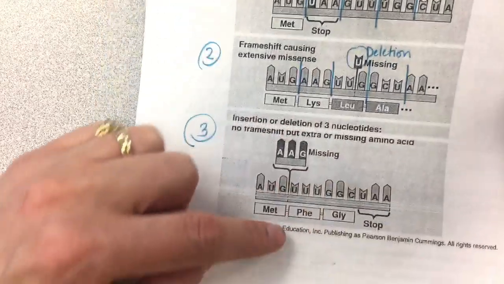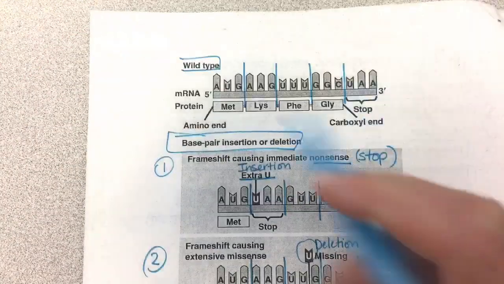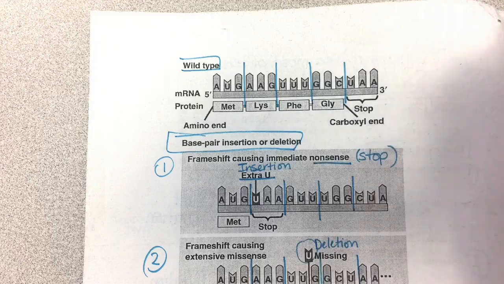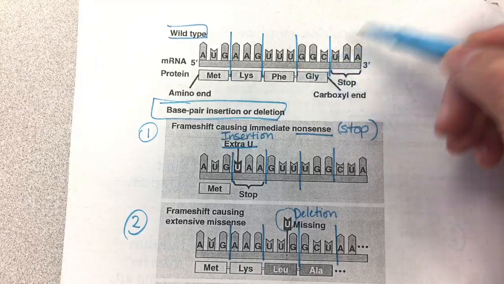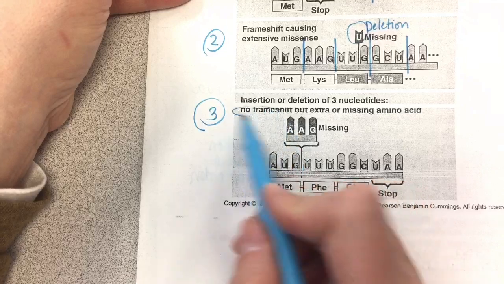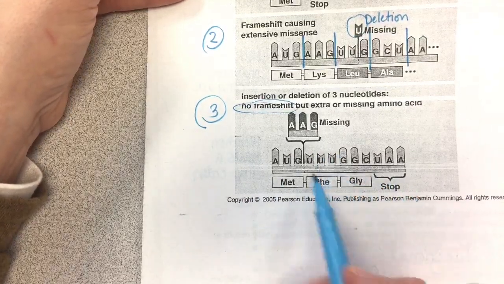So first codon is AUG. Second codon is supposed to be AAG. If you take out that whole codon, now your second codon becomes what was supposed to be your third codon, so your second codon is UUU. Then your third codon is what was supposed to be your fourth codon, GGC. So that's why it says that there's no frame shift, meaning that the codons are still intact. They're the same codons, but they're not in the right order.